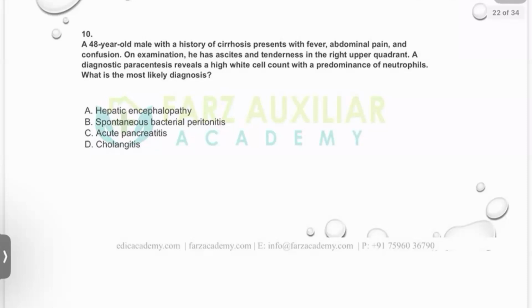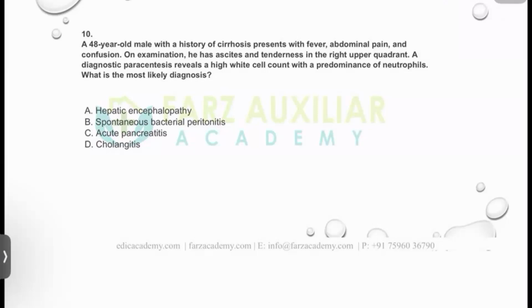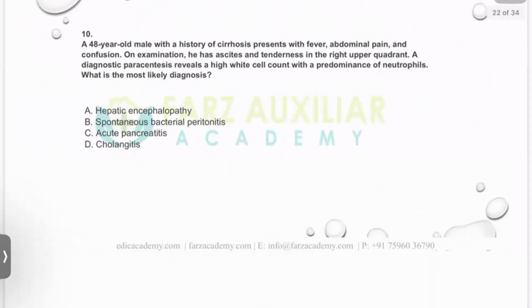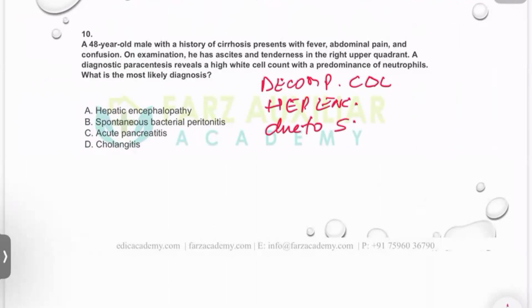Yeah. The thing is that this patient diagnosis is a multi-line diagnosis. This patient has hepatic decompensated cirrhosis. If you look from all angles, this patient has decompensated cirrhosis. Decompensated CLD with hepatic encephalopathy due to SBP.